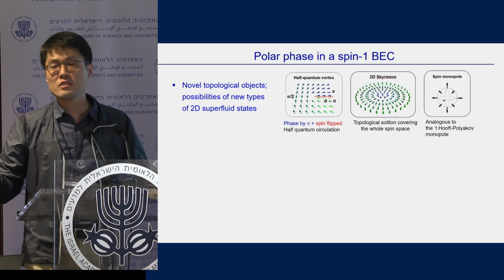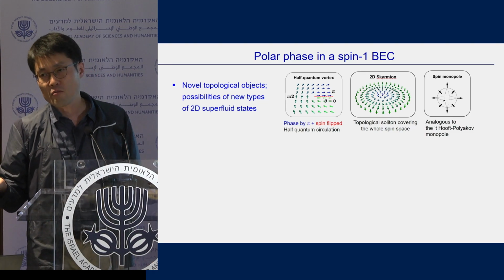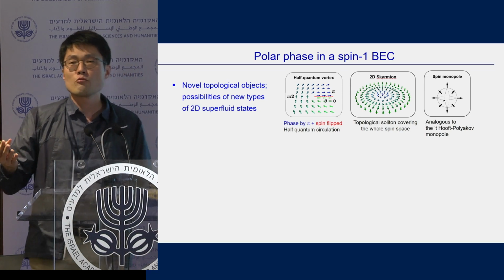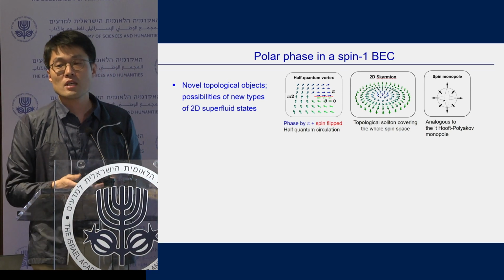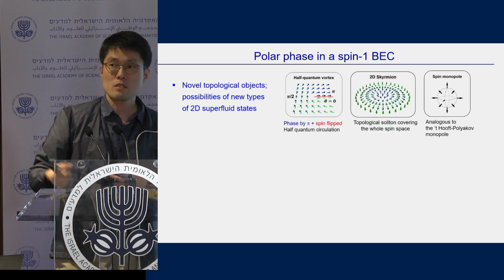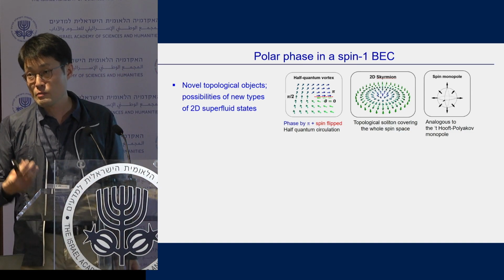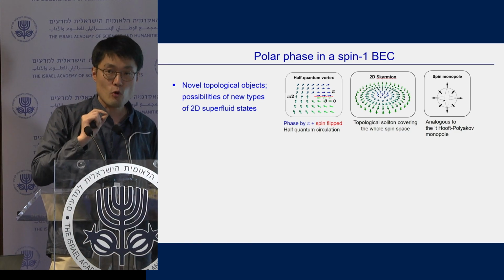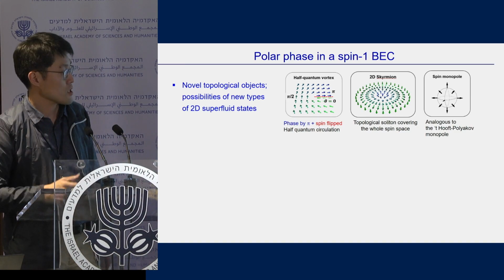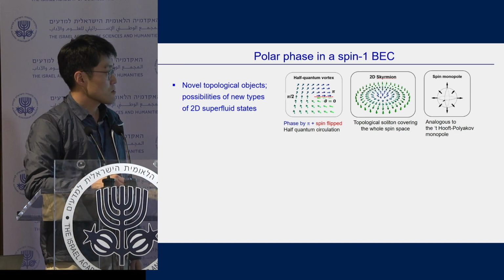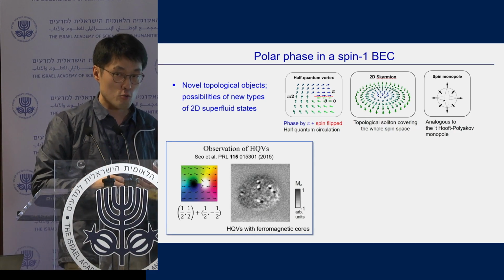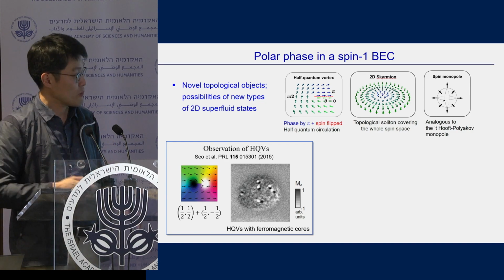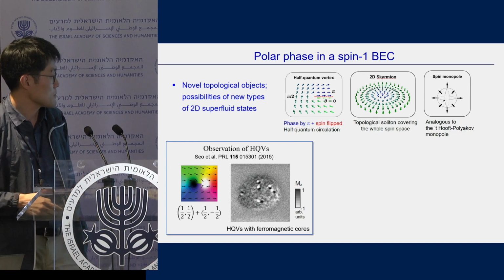So having a new type of defect, what does it mean? We can have a new type of 2D superfluidity. Once you remember that kind of BKT-like phase transition driven by defect formation and thermal vortices and so on, then we can definitely imagine that we can expect a new type of 2D superfluidity. That is actually my motivation for studying this superfluid system.